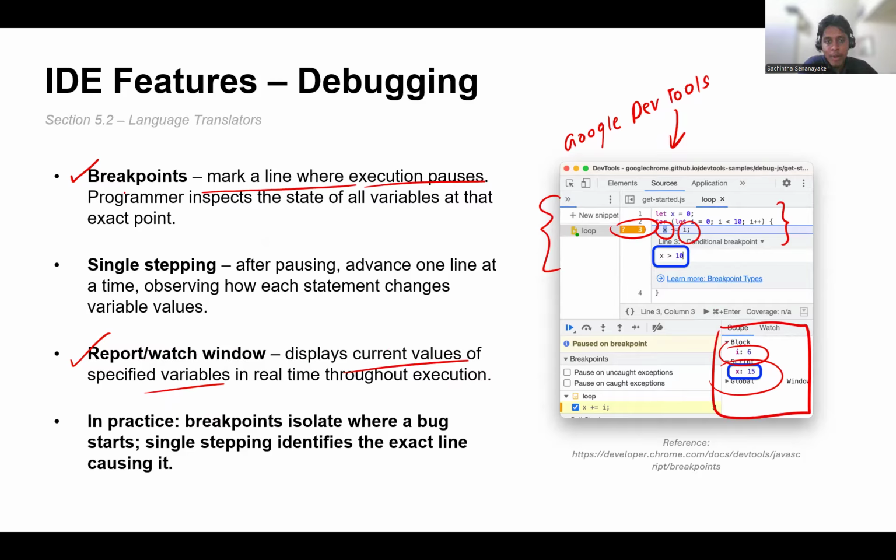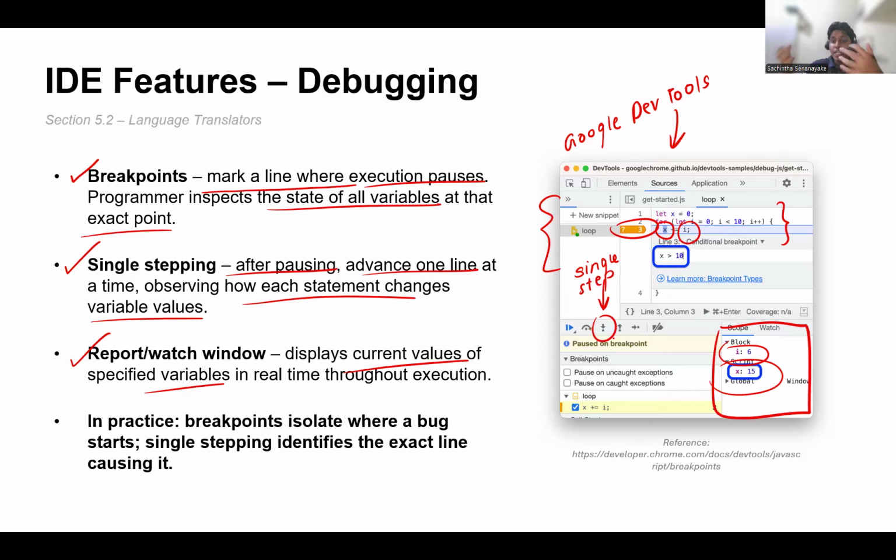But yeah, speaking of breakpoints, it's able to pause the program as you debug, so the programmer can inspect the state of all variables at that exact point in time. And then in order to be able to execute this line by line manually, you have a feature called single stepping, which is where after you pause at a breakpoint, you can advance one line at a time, observing how each statement changes the variables' values. So this is the button on this screenshot that allows us to single step.